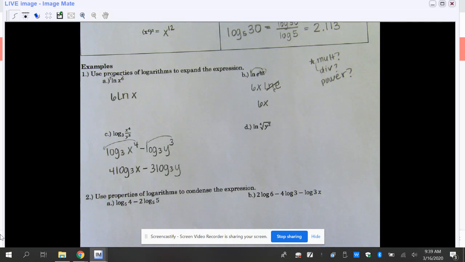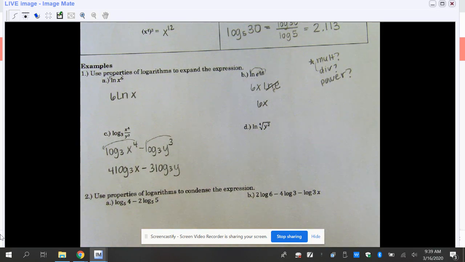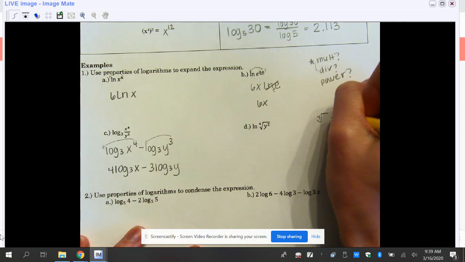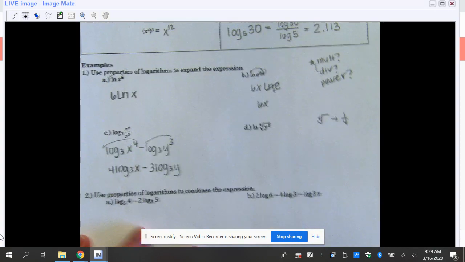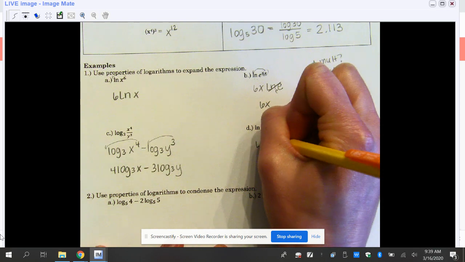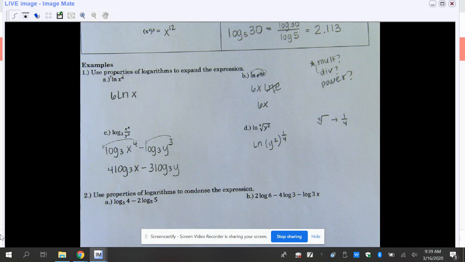All right, so now in this last one, I've got the 4th root of y squared. So we have to think back to our special cases when we were solving about how I transfer back between radicals and exponents. So we have to remember that the 4th root of something is the same as the power of 1/4. So I can change this to the natural log of y squared raised to the 1/4 power.